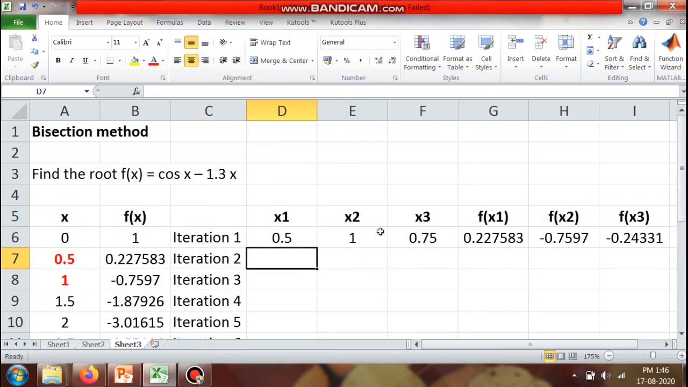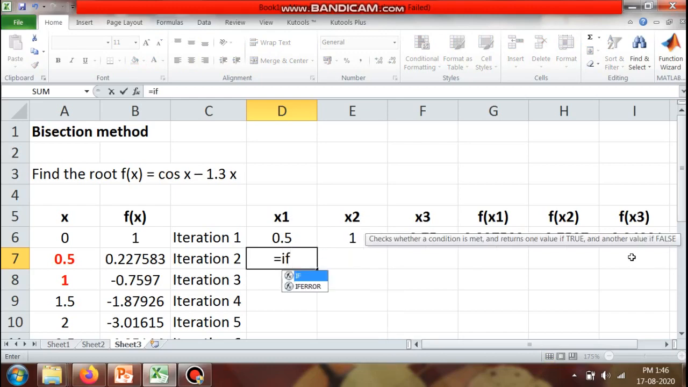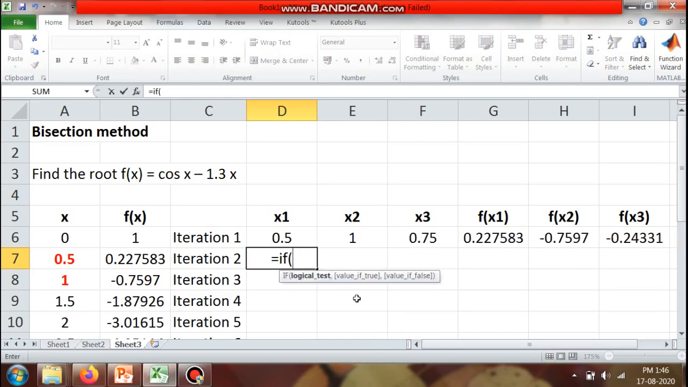Okay, so now let us see how to calculate the values of x1 and x2 for iteration 2 with respect to iteration 1. As we know, we have to compare the signs of these three functions to find the values of x1 and x2. I will put one condition here, that is equal to IF. Now if you see this comment box, it will ask for three particular tasks.